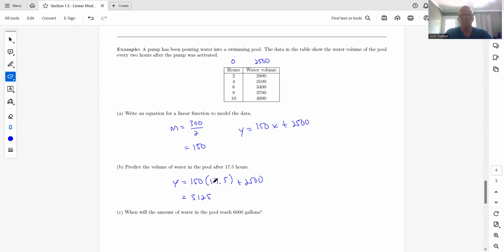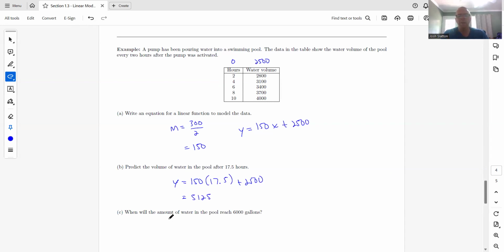And then this one, after 17.5 hours, 5,125 gallons. That seems to make sense based on the trend that we have. So after 10 hours, there's 4,000. So obviously it's going to be more than 4,000. So that seems like a reasonable number.